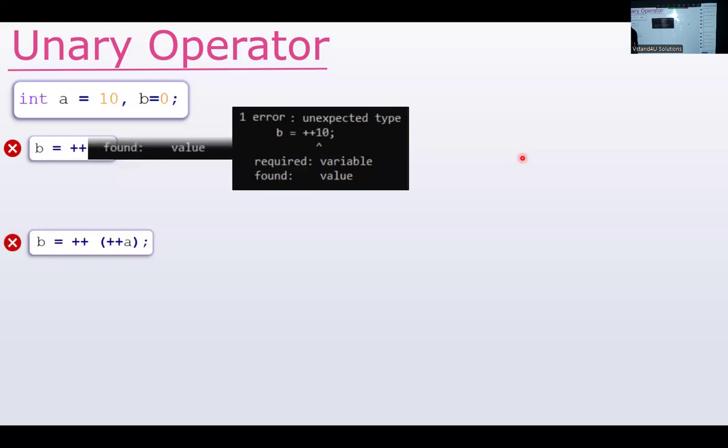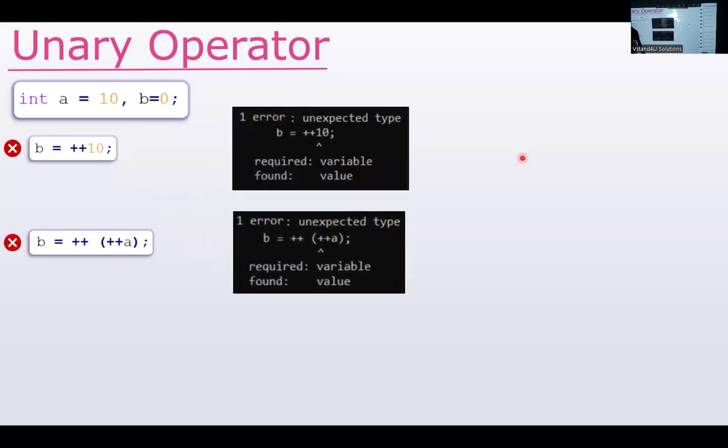Shall we move to the next one? Same: unexpected type, expected variable, found value. Next. Sir, something new, sir? Right, first time we are seeing it.